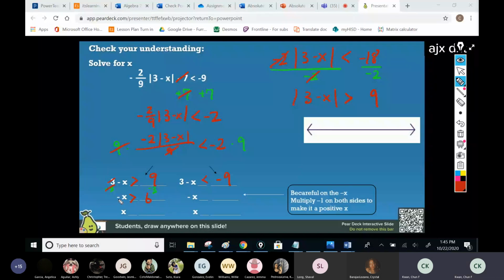And then negative x is not what we want, all right? We want positive x. So to turn a negative x into positive x, we're going to have to times -1 on both sides. Times -1 on the left, times -1 on the right. And then the negative and the negative will cancel out, becomes a positive. 1 times x is x. So now we got our positive x. When you are multiplying by a negative number, flip the sign.